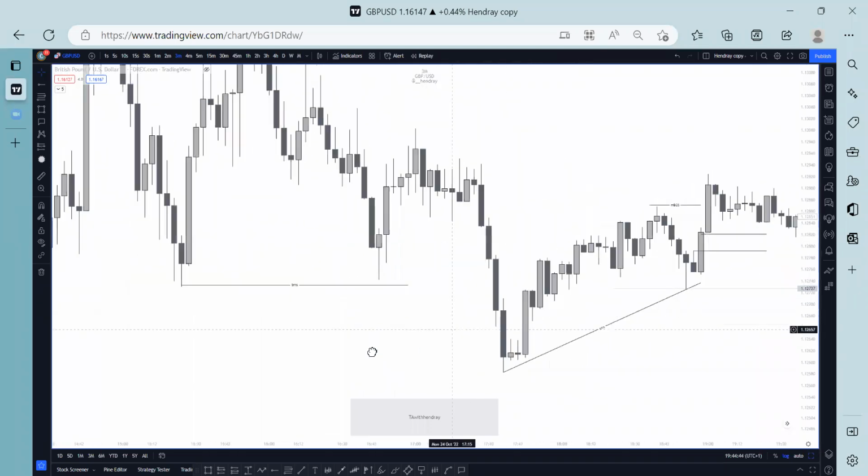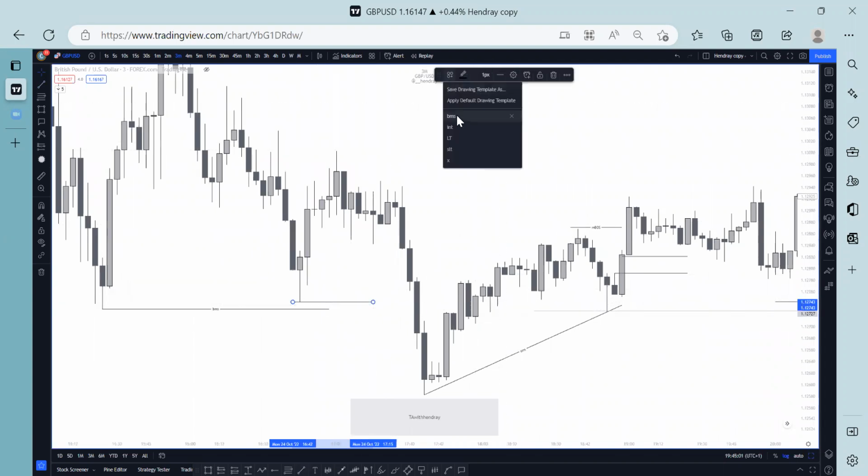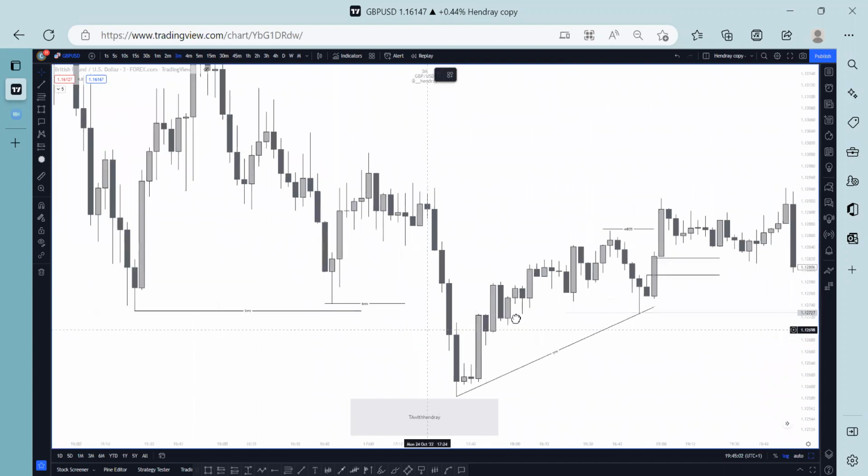Okay, so here, before the break of structure to the downside, this was the last BMS to the downside. Internally, this was the last BMS, break of structure. So we have the last BMS to the downside.